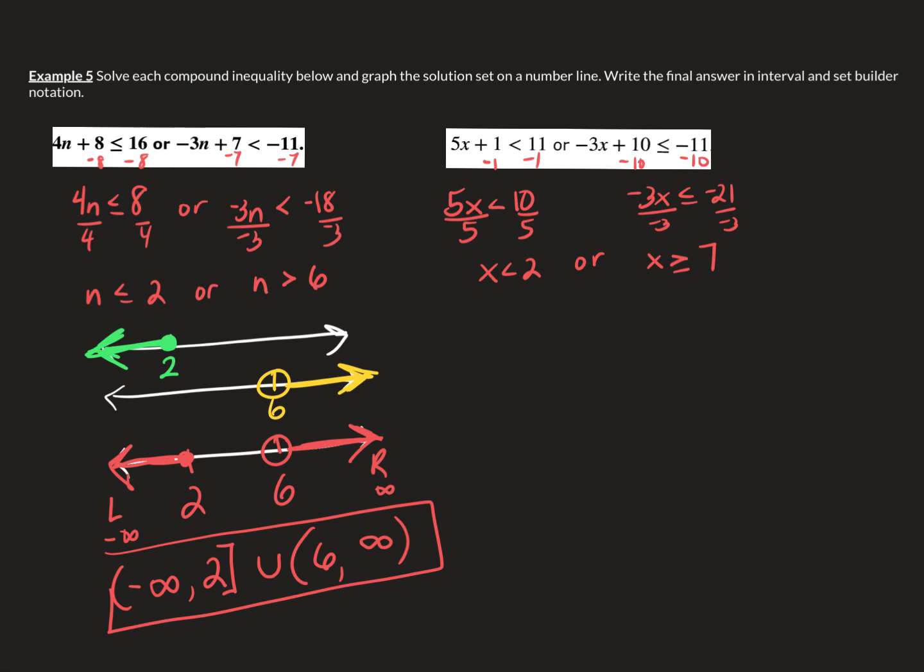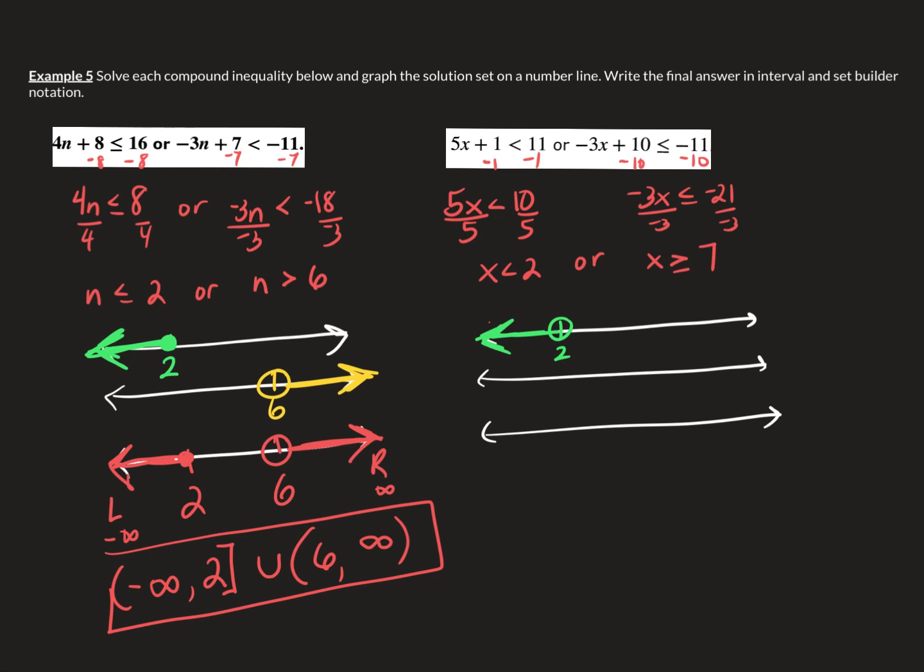So let's look at 3 number lines. I'll color in green on the first one. Less than 2. Greater than or equal to 7. And then or is the union. So this was not a special one because I can put both of those together. It would be less than 2, greater than or equal to 7.